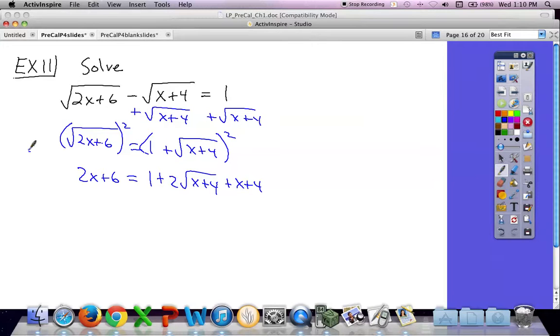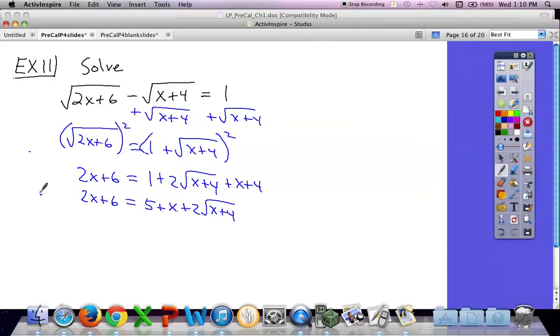Okay, so we still have one radical. That's what's going to happen in a problem like this. You still got to deal with one radical. So we need to isolate that radical now. So let's simplify and isolate the radical that's left. All right, this is 2x plus 6 equals 1 plus 4. That gives us 5 plus x plus 2 times the square root of x plus 4.